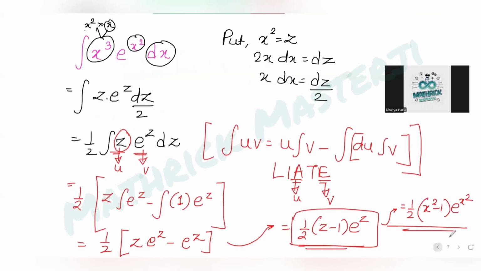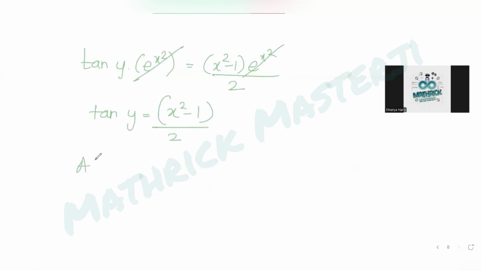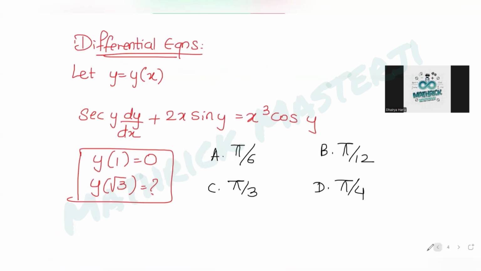The question is asking me at x equals root 3, what will be the value of y? So if I put it there, tan y, root 3 squared, so 3 minus 1, 2, 2 divided by 2, which is 1. So here I get y is tan inverse of 1, which is 45 degrees, and that's pi over 4. So I get the value of y, and that becomes pi over 4. That matches with answer choice D. So D becomes the correct answer for the question that is given to us here.